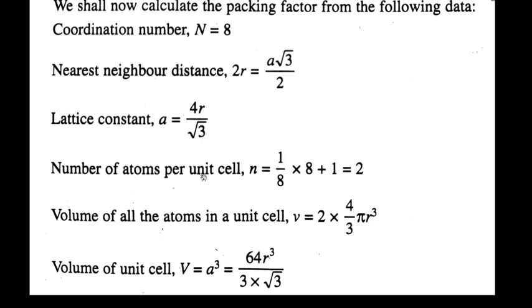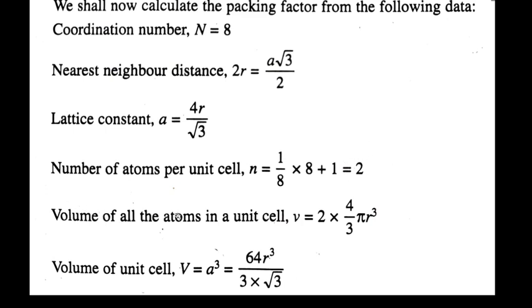The number of atoms per unit cell: if you look carefully, one atom sits completely inside the unit cell, that is the center portion, so that is 1. And 8 atoms are at the corners, and corner atoms each contribute 1/8, so 1/8 into 8 is 1, plus 1 additional atom in the center. So the total number of atoms available in a body centered or BCC cell is 2.